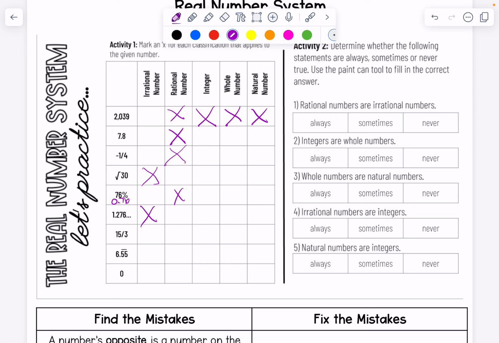15/3. If we simplify 15/3, we get 5. So 5 is natural, whole, integer, rational. 6.5 repeating, that's just going to be a rational number. And 0 is a whole number, not natural, but integer and rational.